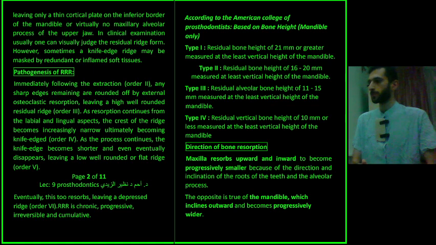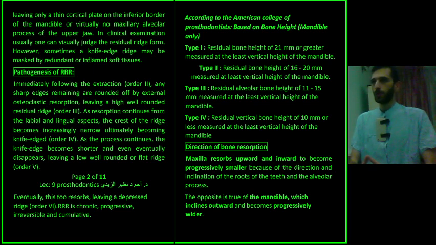Residual ridge resorption is chronic, progressive, irreversible and cumulative. According to the American College of Prosthodontists, based on bone height, mandibular only, type 1: residual bone height of 21 mm or greater, measured at the least vertical height of the mandible. Type 2: residual bone height of 16 to 20 mm, measured at the least vertical height of the mandible.